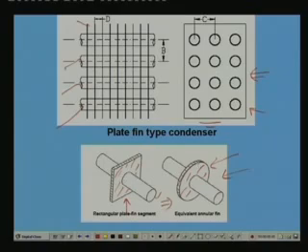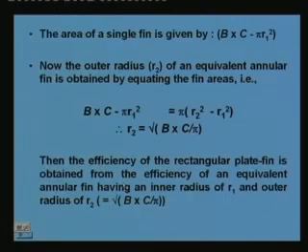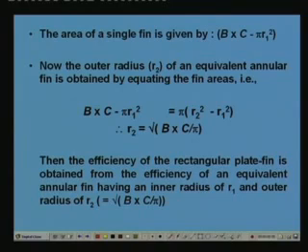So let me quickly show the equations. The area of a single fin, if you look at the earlier picture, is given by B into C minus pi R1 square, where B and C are the breadth and height of the rectangular fin, and R1 is the inner radius of the annular fin. So you have the annular fin like this. This is R1 and this is R2. R2 is not known to us.